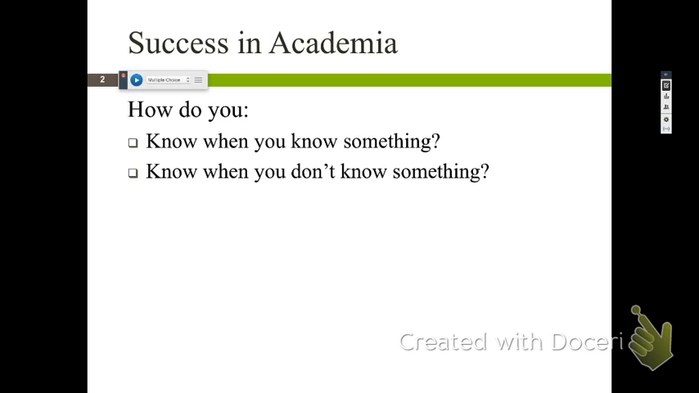All right, can I get some volunteers? How do you know when you know something? Jason? I believe you know something if you can actually teach it to somebody else. Fantastic. What are some other examples of when you know that you know something?